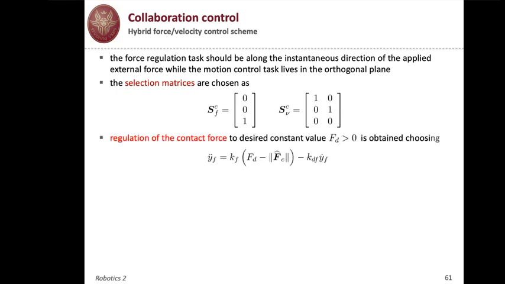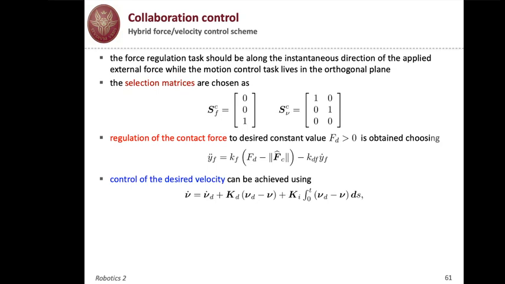So the force in the direction specified by the column of the matrix S_F, we regulate this to a constant value by some gain K_F, multiplying the difference between the norm of the estimated contact force and the desired value, and then we add a damping term on the velocity in that direction. Remember that there's no hard contact here because the contact is with a human which is complying. So there could be a velocity also in the force control direction.